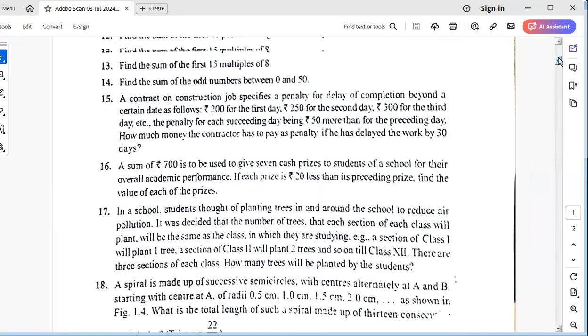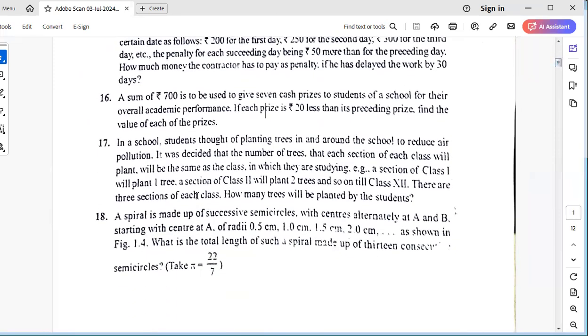The 17th problem is like this. In a school, students thought of planting trees in and around the school to reduce air pollution. It was decided that the number of trees that each section of each class will plant will be the same as the class in which they are studying. Example, a section of class 1 will plant 1 tree, a section of class 2 will plant 2 trees, and so on till class 12th. There are 3 sections of each class. How many trees will be planted by the students?